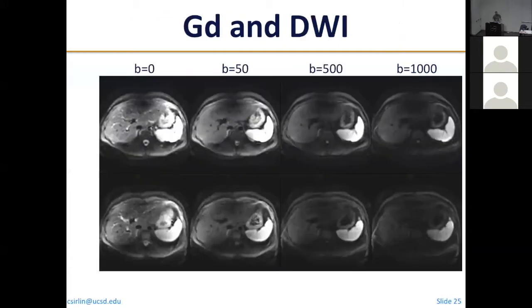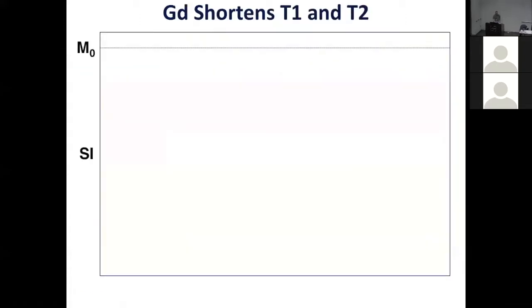Gadolinium also has very little effect on diffusion weighted imaging. If you don't believe me, try to tell me which set of DWI images were pre-contrast and post-contrast. Can anyone tell me the difference between this or this or this or this? Well, I certainly can't. They look the same to me, but above is pre-contrast and below is post-contrast. So gadolinium has essentially no effect on diffusion-weighted imaging.